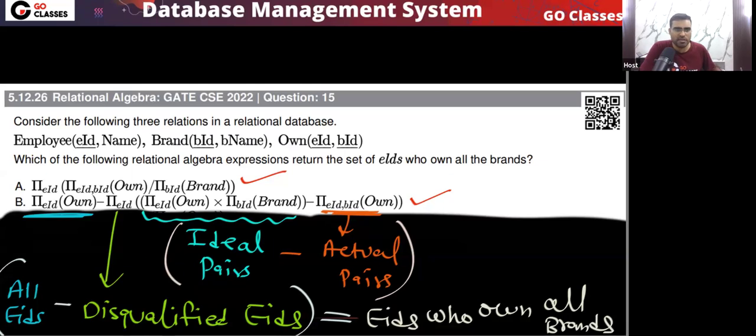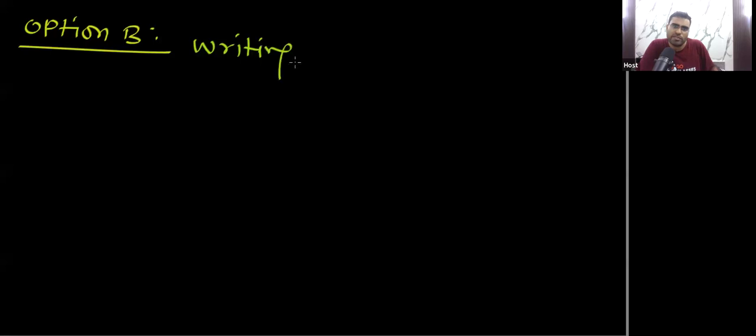Okay, is this clear? So very simple. Option B is also correct, because remember, what is option B? Option B is basically the division operation in terms of basic operations. I told you we can write the division operation in terms of basic operations, and option B is that. Option B is very simple. It is writing division in terms of basic operations.